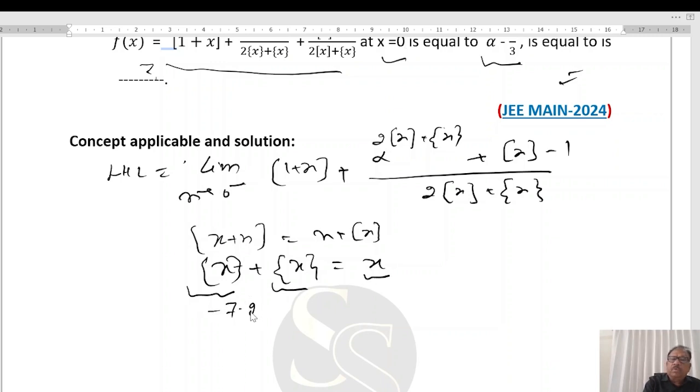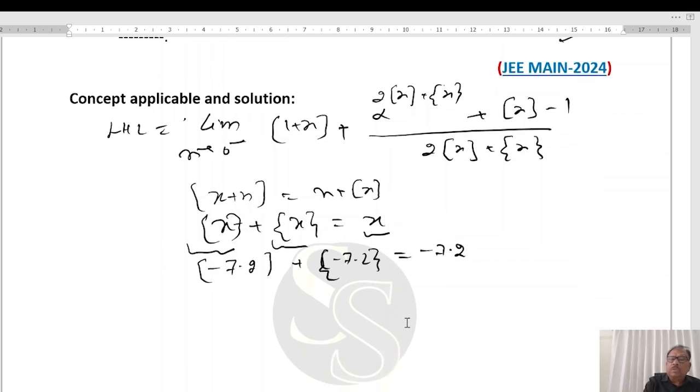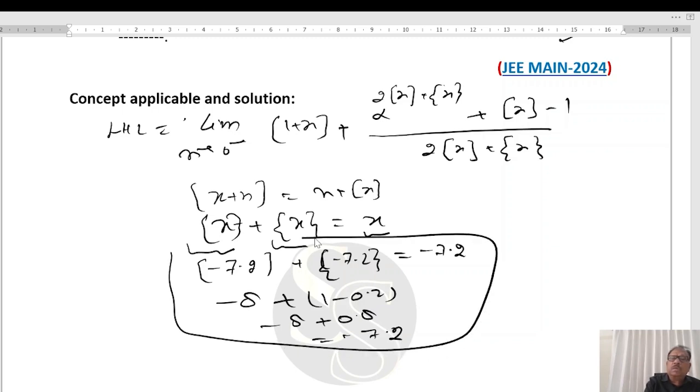Minus 7.2, just to give a better impression. Minus 7.2 equals greatest integer part plus fraction part. How? The greatest integer part is minus 8 by definition. The fraction part is 1 minus 0.2, that is 0.8, by definition. Minus 8 plus 0.8, that is minus 7.2. This, I think, makes the concept clearer.